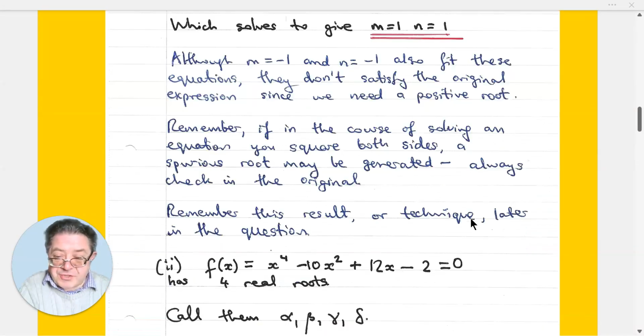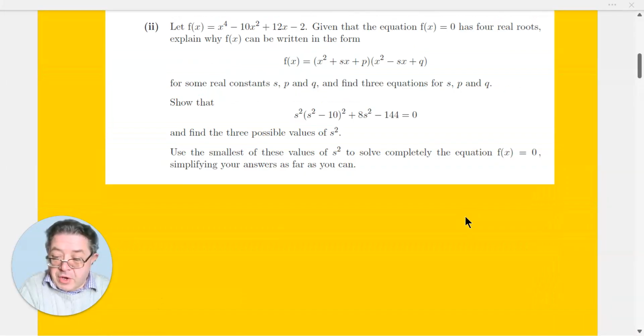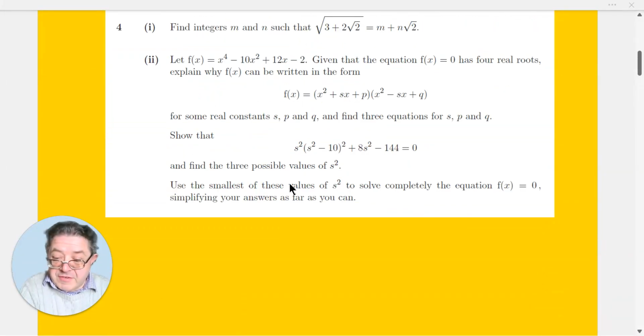It now says in the question to use the smallest value of s squared that you have got. It doesn't give us the values of s squared, so if you've got the wrong value, at this stage you could go totally wrong and get bogged down. But we have the right value and we're going to use s squared is 2. It says completely solve the equation f of x equals 0.